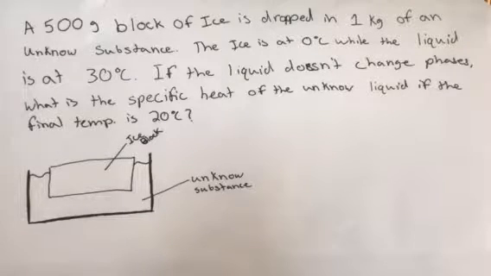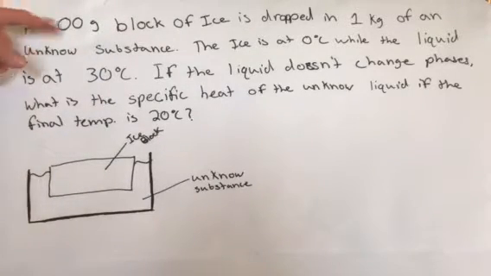A 500-gram block of ice is dropped into 1 kilogram of an unknown substance. The ice is at 0 degrees Celsius while the liquid is at 30 degrees Celsius. If the liquid does not change phases, what is the specific heat of the unknown liquid if the final temperature is 20 degrees Celsius?